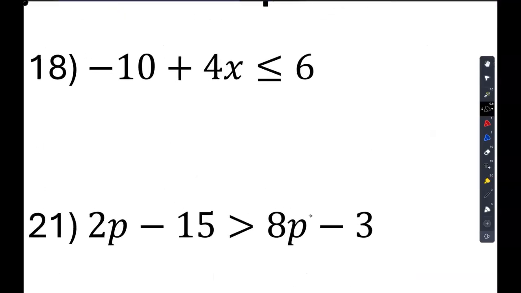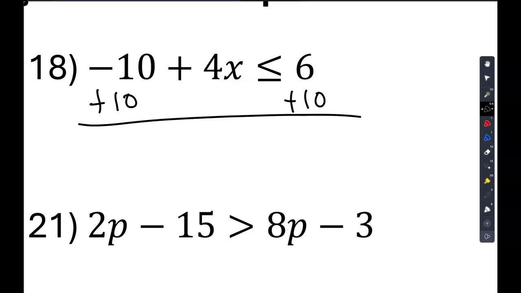Now, the inequalities are just like the equations, except when you divide or multiply by a negative number, you have to swap the inequality. So first, I'm going to start off by adding 10 on both sides. Bring down 4x less than or equal to 16. Then divide by positive 4 here. And x is less than or equal to 4.